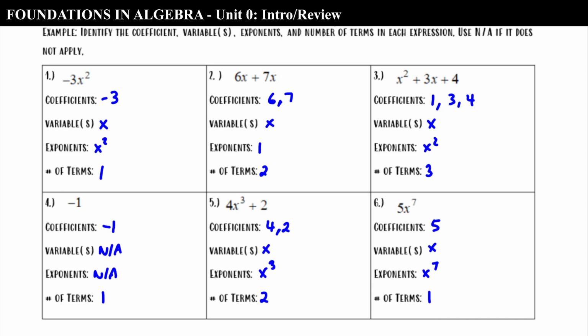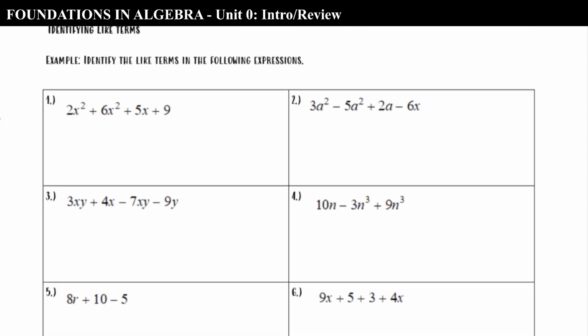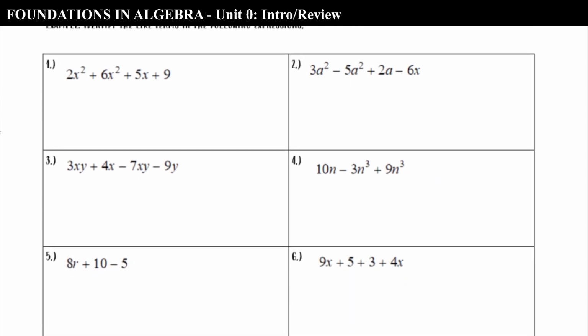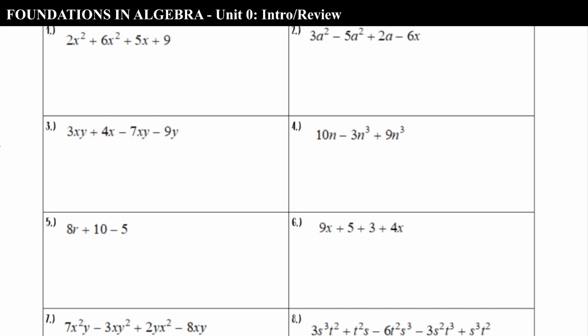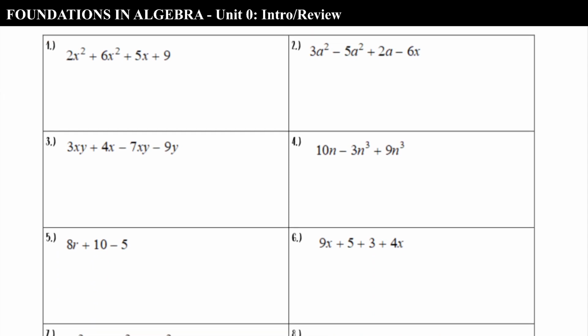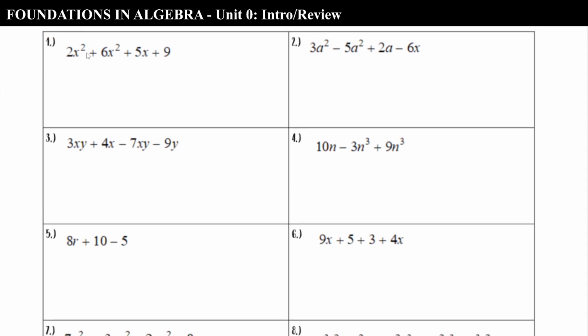So for this last set of examples here, let's identify what the like terms are. We're not going to combine them here. We're just going to identify what they are. So here we have two x squared terms. So we got 2x squared and 6x squared as our like terms. 5x and 9 don't go with anything.